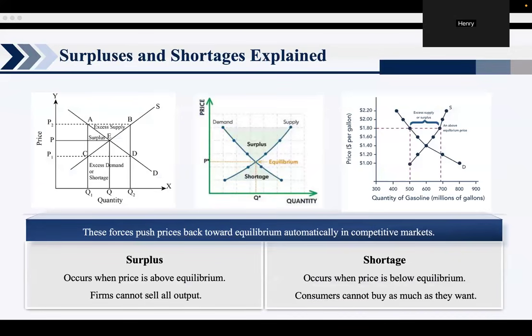Let's formalize this idea. A shortage occurs when quantity demanded is bigger than quantity supplied. This creates upward pressure on price. A surplus occurs when quantity demanded is less than quantity supplied. This creates downward pressure on price. These imbalances are temporary. The price mechanism works to eliminate them.